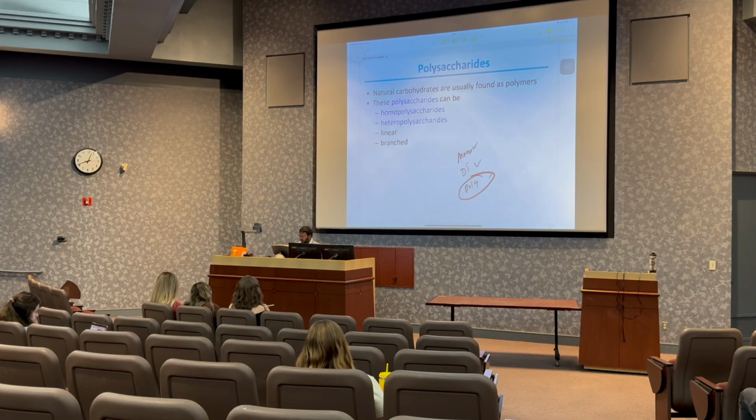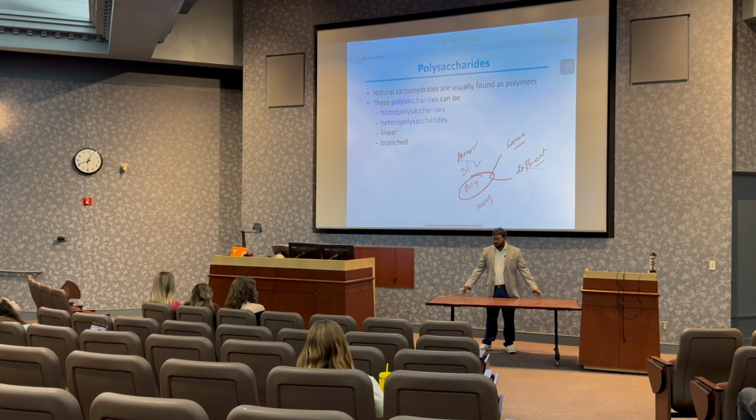So poly means many. Many could be same or different. What do you mean by different? Imagine if we have 10 Apple phones, all are the same, apple, apple, apple, apple, apple. So this is homopolysaccharide. Polysaccharide made up of the same thing.